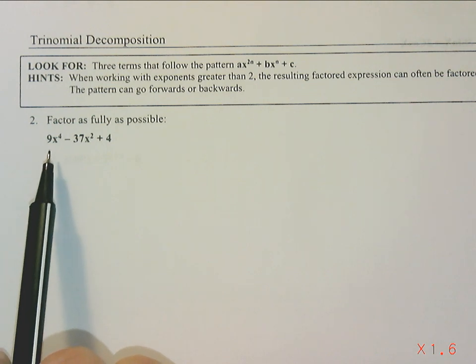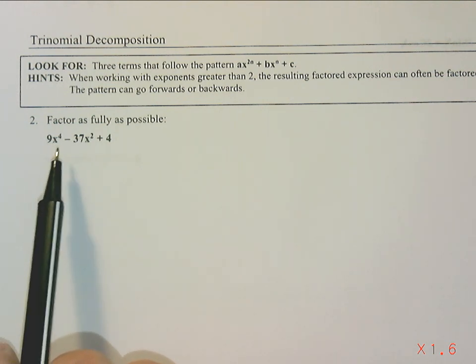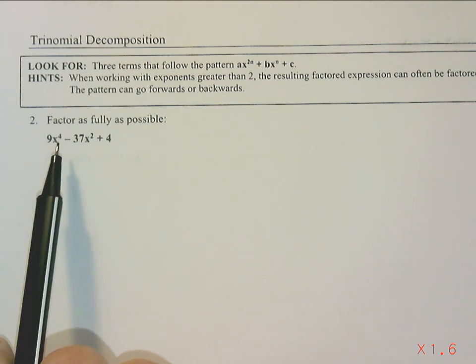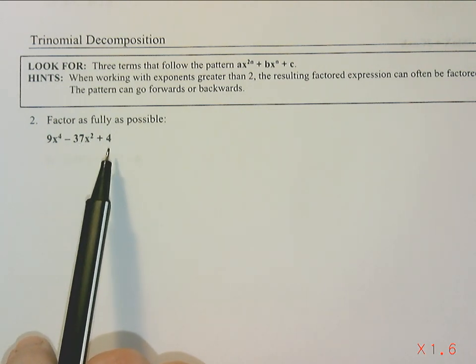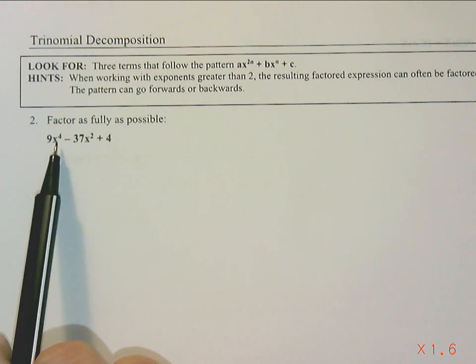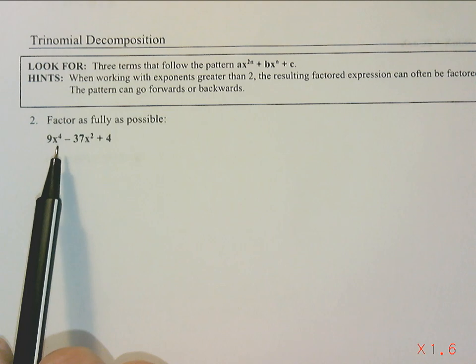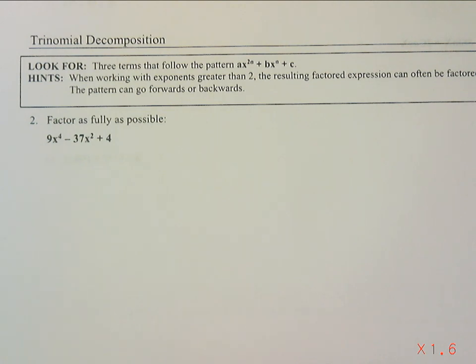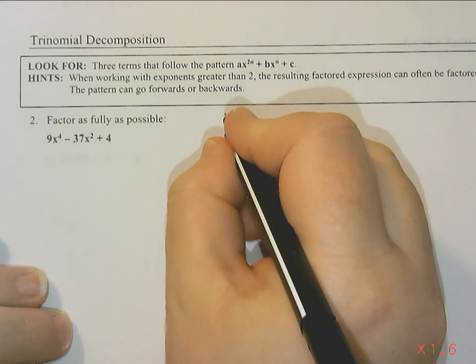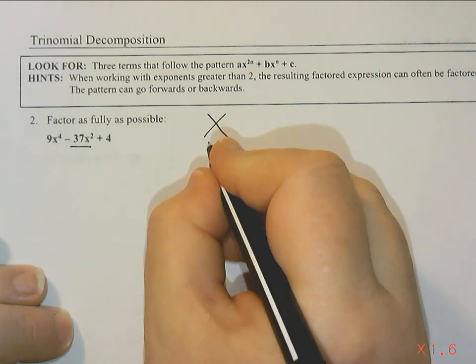I do have an example here. I have 9x to the 4 minus 37x squared plus 4. I notice that there are 3 terms, and 2 of them have x's and 1 of them does not, and that of the 2 that have x's, the exponent on the first one is double, or 2 times, the second one, right? 2 times 2 is 4. So that means I should still be able to do decomposition here. When we do decomposition, we are trying to figure out what the 2 like terms were that we collected to get negative 37.